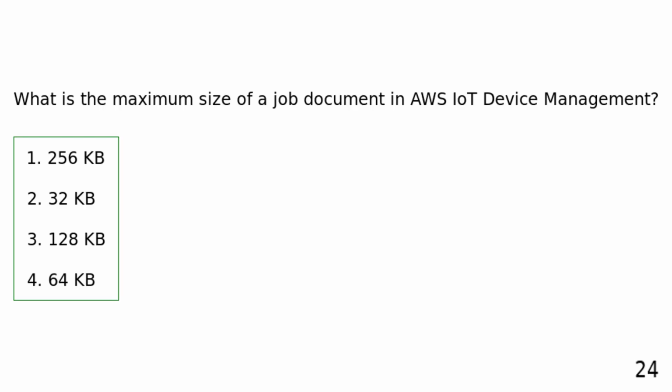What is the maximum size of a job document in AWS IoT Device Management? 256 kilobytes. 32 kilobytes. 128 kilobytes. 64 kilobytes.